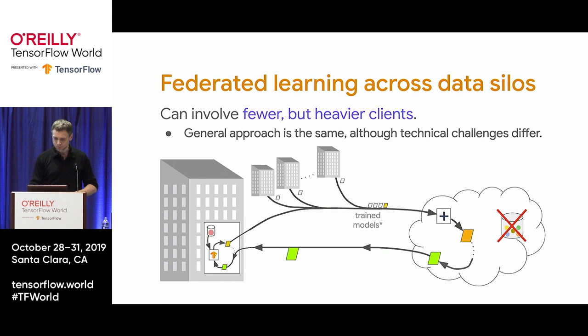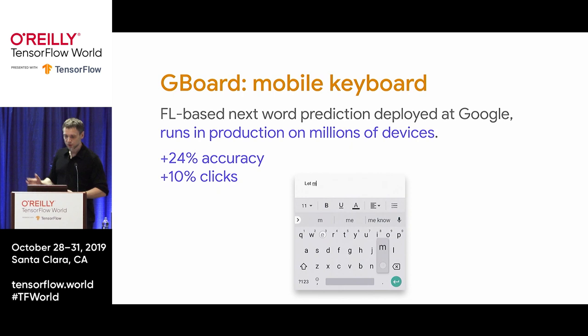All right, so how does it work in practice? We've deployed it at Google in several applications, including the smart keyboard that I mentioned. So it runs in production on millions of devices. And when you compare the performance of an autocomplete model that learns on federated data, it's clearly better: higher accuracy, more user clicks than the model trained on the server.